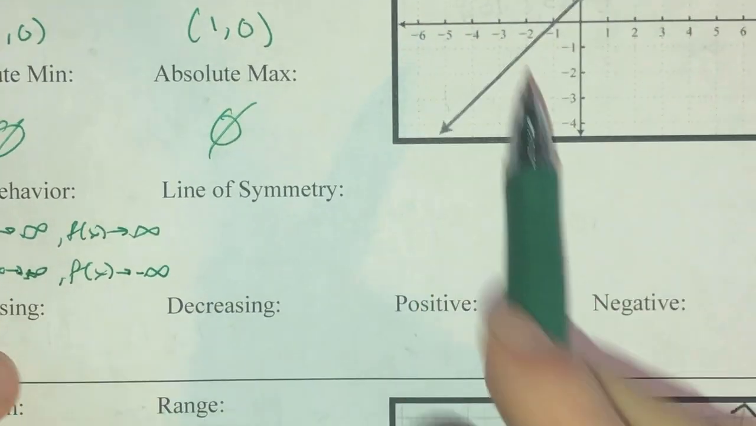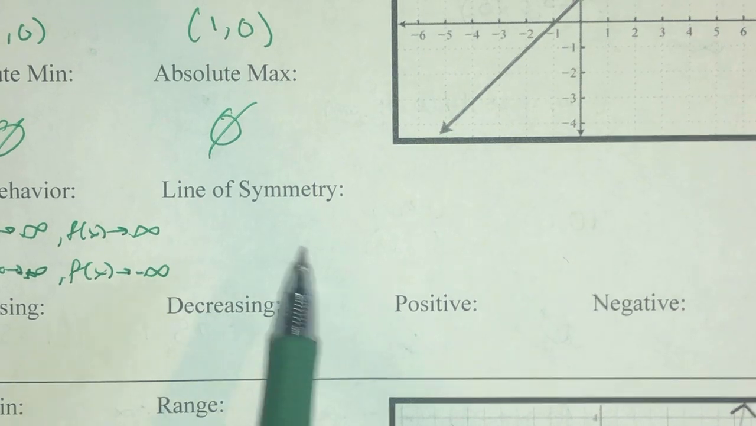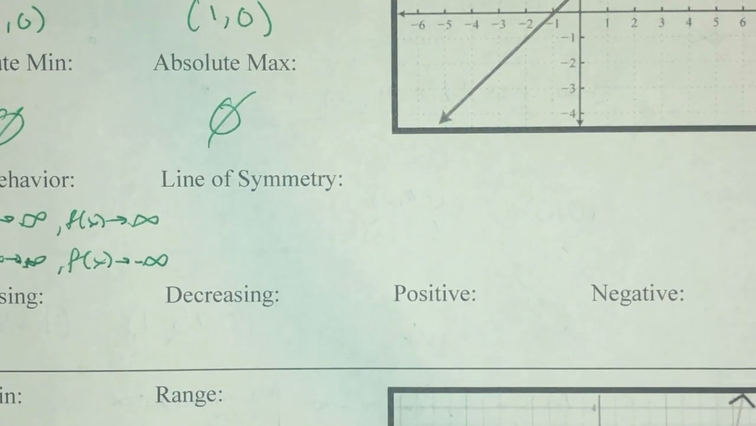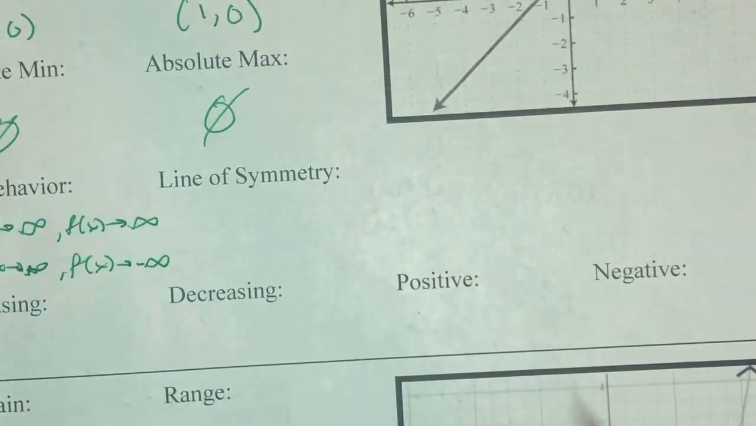Again, they're opposite. So usually they're either going to be the same or opposite, as long as one of them is not going to a constant. Line of symmetry, none. Okay, that's kind of a technicality here.